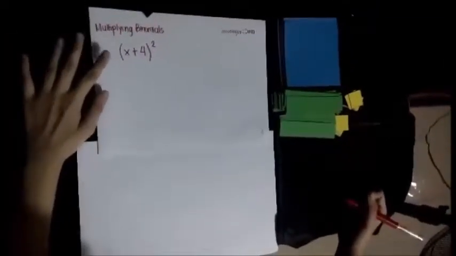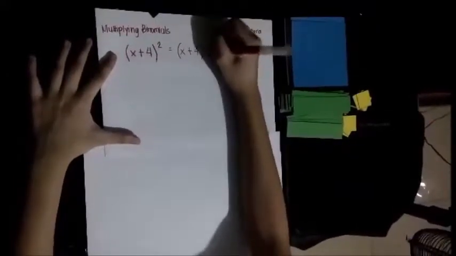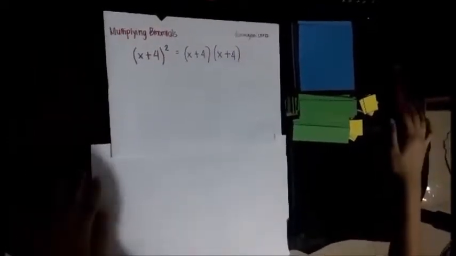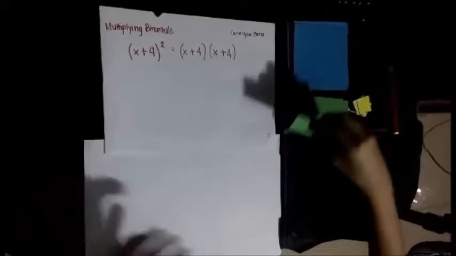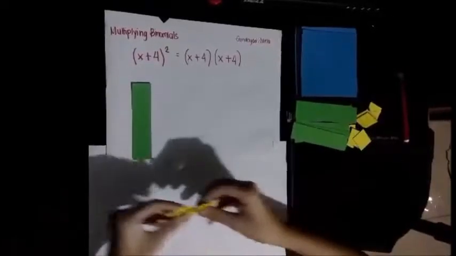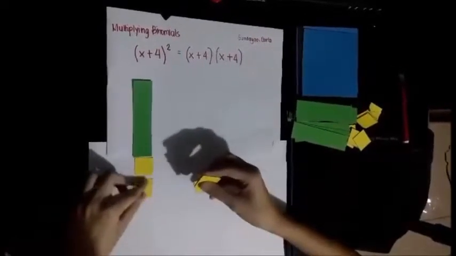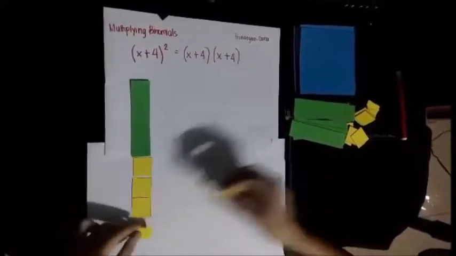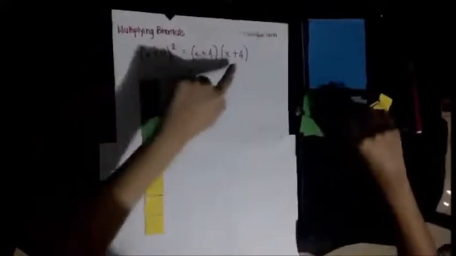Here is the given example: x plus 4 squared. To multiply this, we're going to rewrite this equation. So we're going to write this as x plus 4 times x plus 4. Now that we rewrite it, we're going to represent this with the tiles. So here's the x and the 4. We're going to represent this equation.